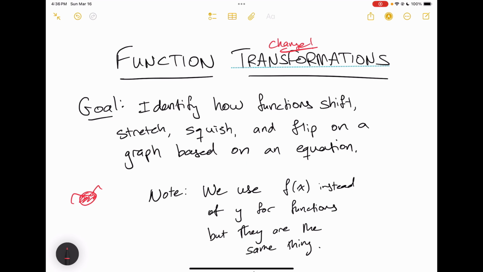For the purposes of simplicity, we will focus mostly on shifts, stretches and squishes, and flips. And there is a way that we can tell by looking at an equation how that graph is going to stretch or squish, or flip, or shift. Well, let's get some definitions out of the way.